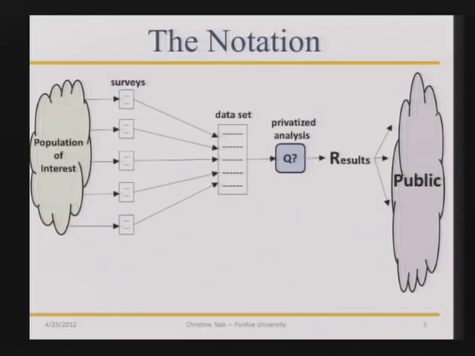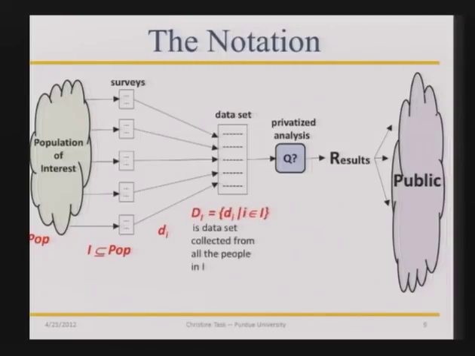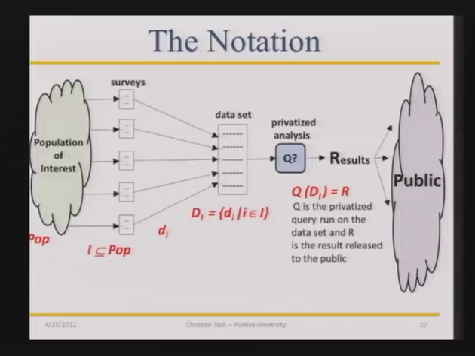Okay, so first of all, the notation. We're doing this survey in some population that we are studying, some defined population. We'll call that POP. We're distributing surveys and only a certain amount of them get collected. Only people in POP decide that they want to go ahead and give their information. The information given by person i is D_i. The whole data set is big D_I. That's the data set that was collected over the people in I. We're going to run some query, Q, on D_I, and we're going to get a result, R. Q is going to be our analysis on the data set, obviously, and R is our privatized result. We're going to use R for what happens after we find the answer and we add whatever noise or whatever else we're going to do to privatize things. Then the results are released to the public. That's the notation.